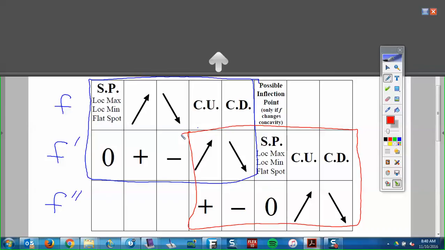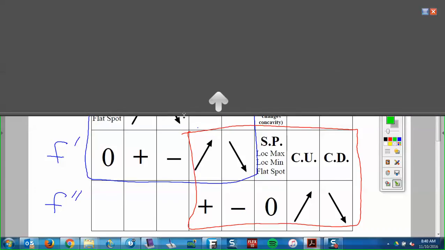I'm going to get all kinds of colors going here. So we notice that local max and mins on f don't really have anything to do with f double prime down here, so these are just kind of blank. But we do get a couple of new relationships here, and let me put that in, I guess, this green.